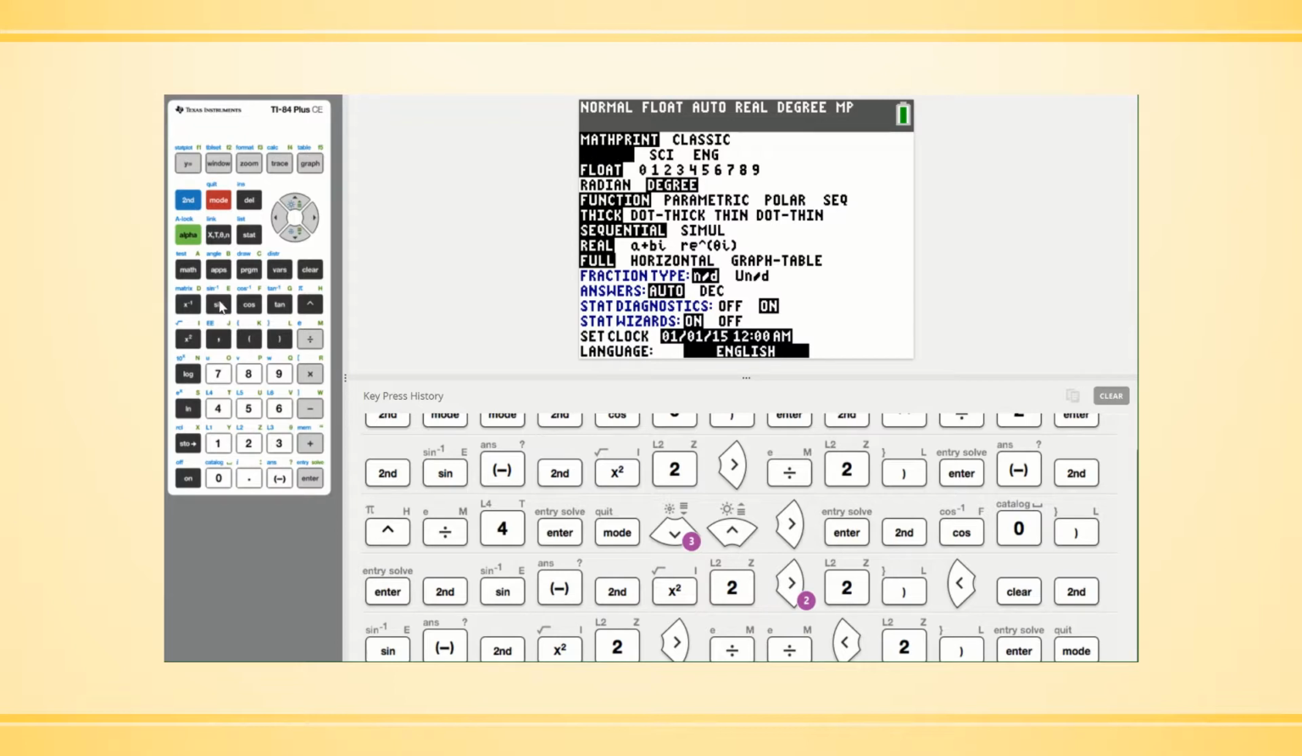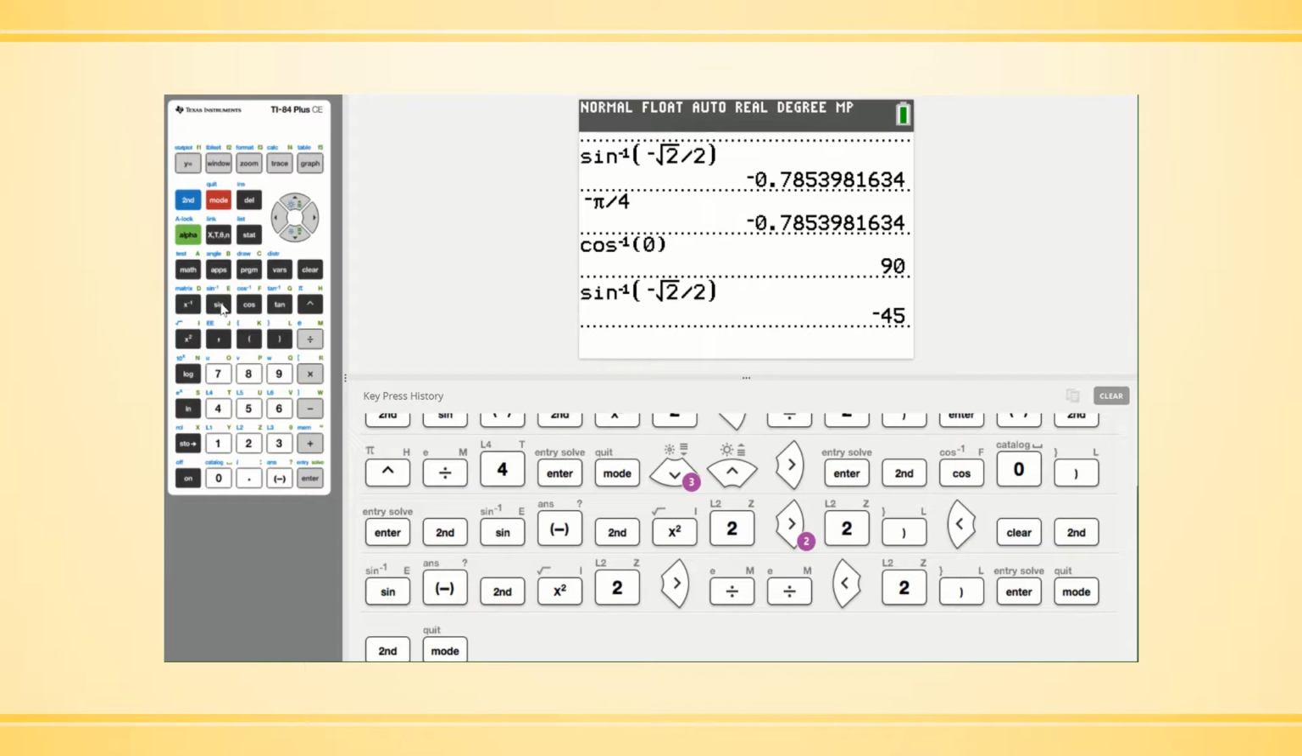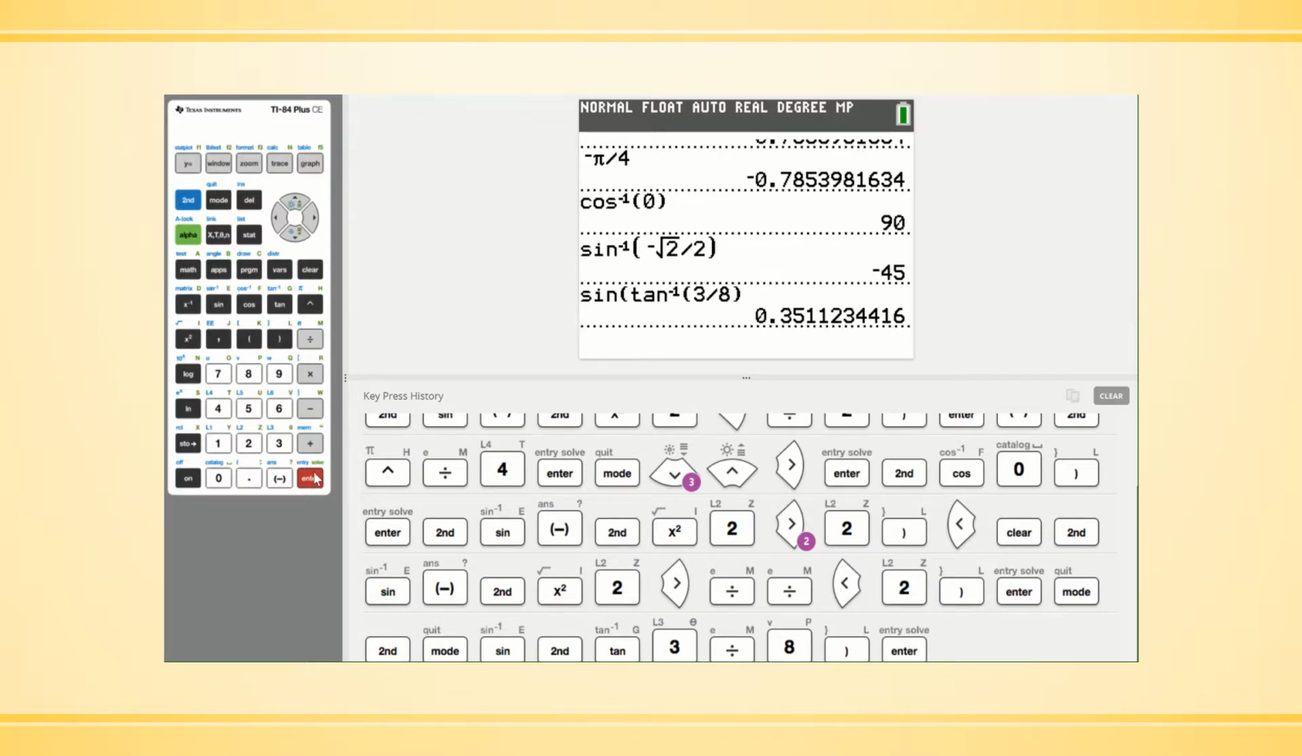And so first we're going to find the sine of the inverse tangent of 3/8. So I hit sine, second tangent, of 3 divided by 8. And we're going to close our parentheses and hit enter. And we'll round to the nearest hundredth, so that would be 0.35.